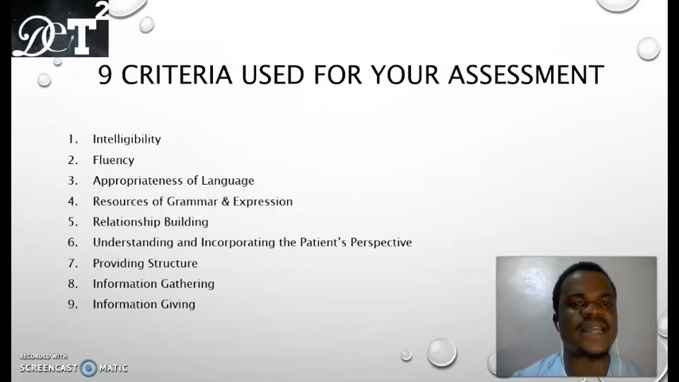Then these 4 criteria are the linguistic criteria, and each criterion is scored from 0 to 6. The second part is the clinical criteria, and these criteria include relationship building. How are you able to engage the patient? Are you able to engage the patient from the beginning of the discussion to the end of the discussion, or were there some points where there was a kind of disconnect between the two of you?